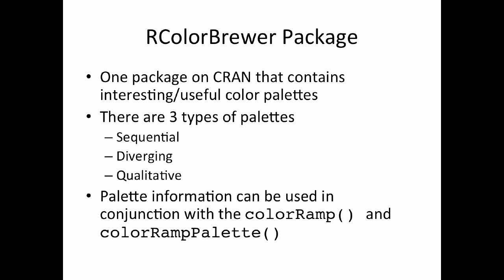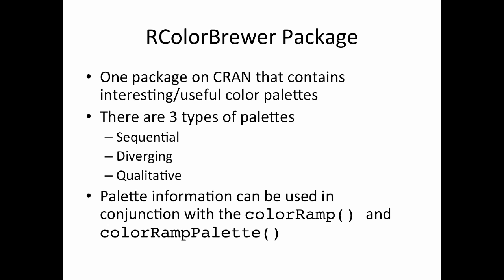So the three types of palettes that you can get from the RColorBrewer package are the sequential palettes, the diverging palettes, and the qualitative palettes. The sequential palettes are used for data that are ordered. You can think of this as being used for numerical or continuous data. It doesn't have to be continuous, but the idea is that the data are ordered from low to high.